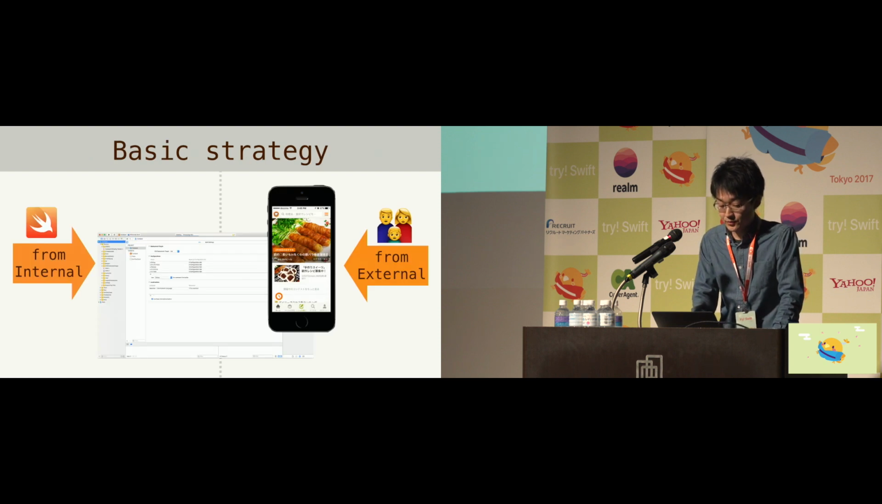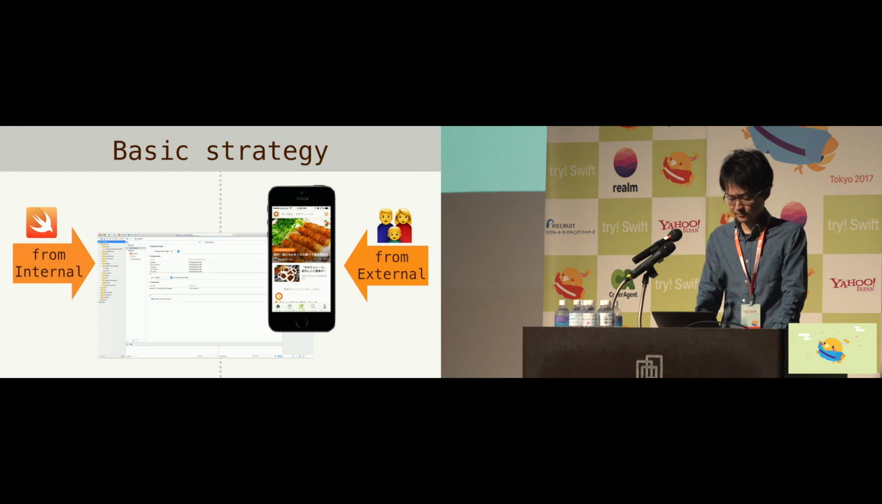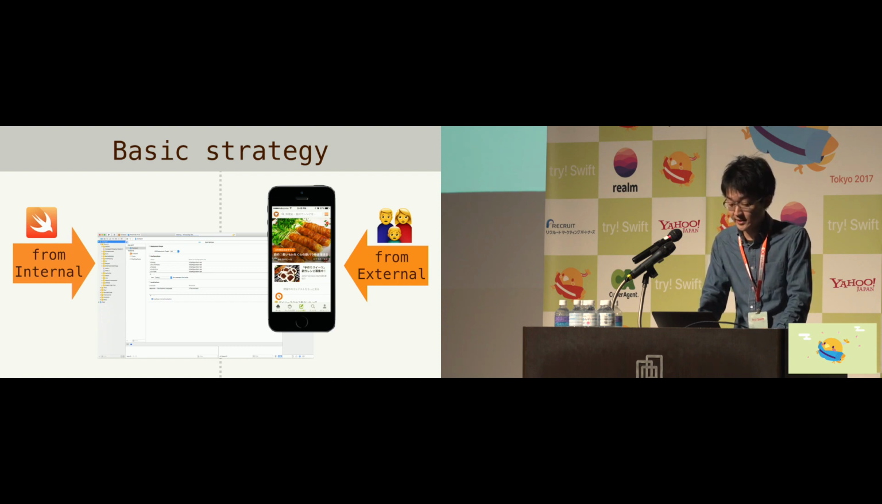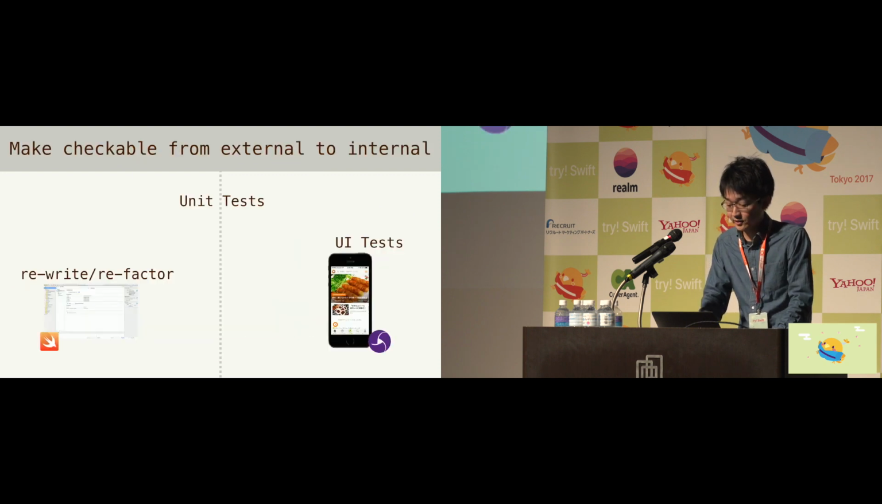We approach re-engineering the app from two aspects, internal and external. Internal means the production code side. External means the end user side. I'll explain a cycle.